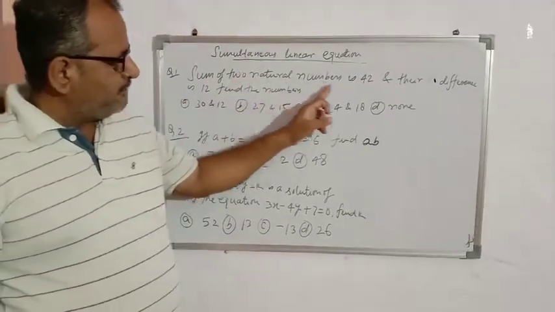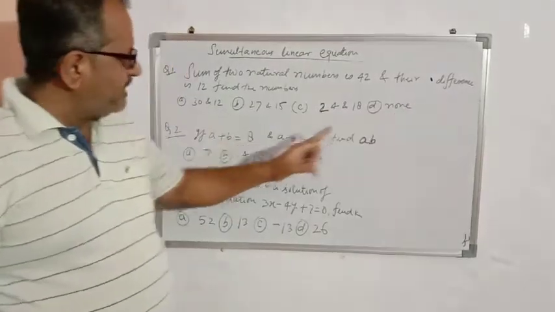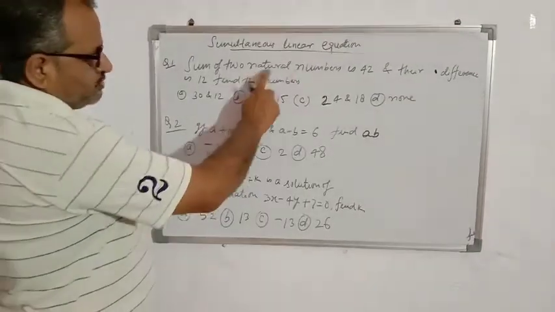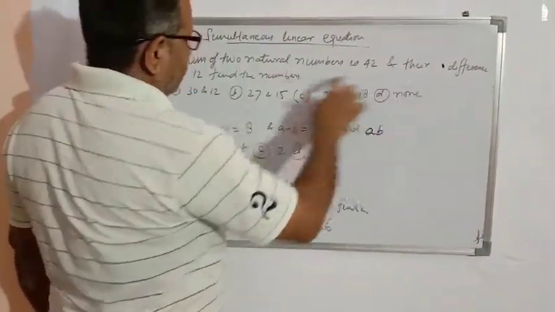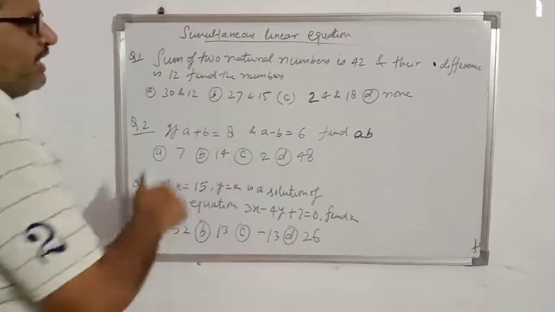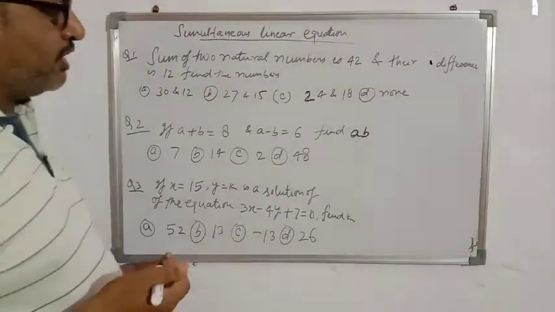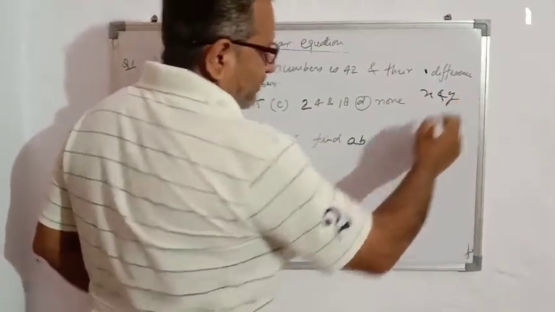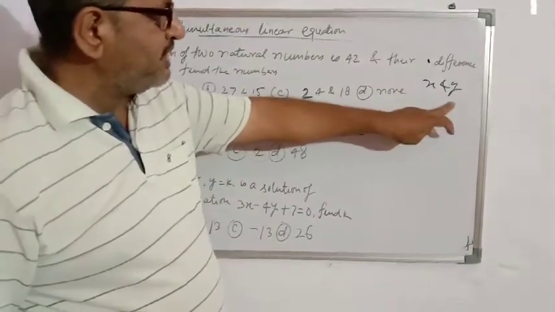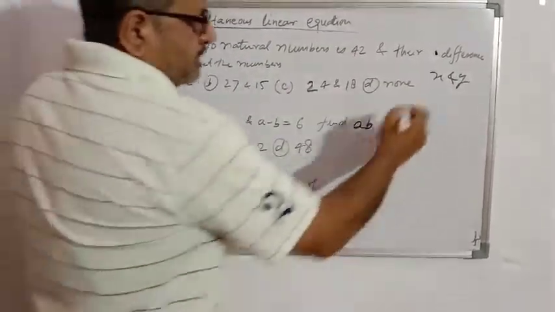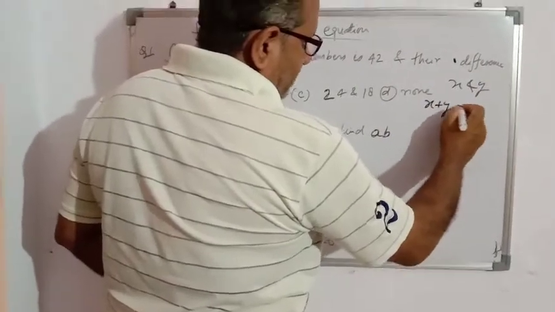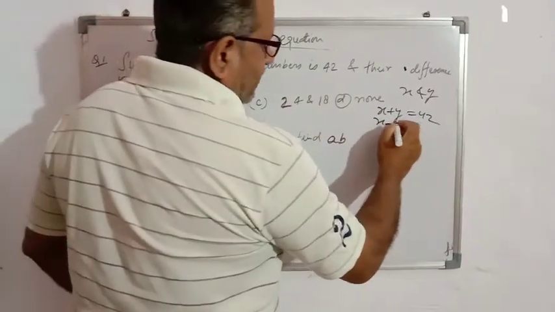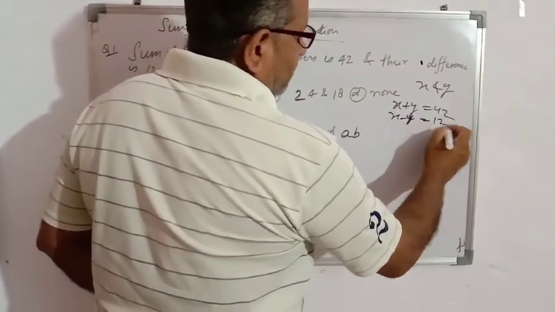Sum of two natural numbers is 42 and their difference is 12. We have to find the numbers. So how can we solve it? Let the two natural numbers be x and y. According to the question, the sum of two natural numbers, x plus y, is 42, and their difference is 12. So we can write x minus y is equal to 12.